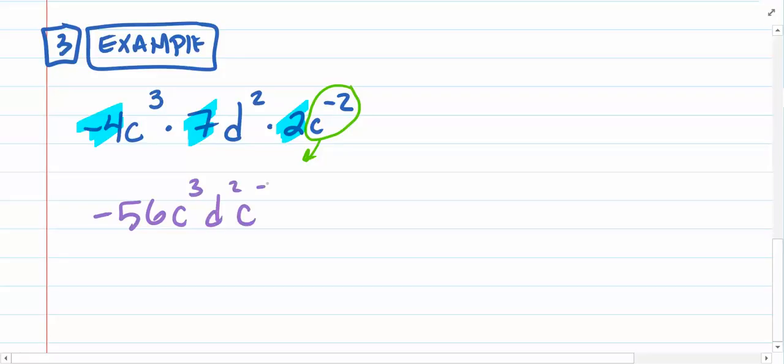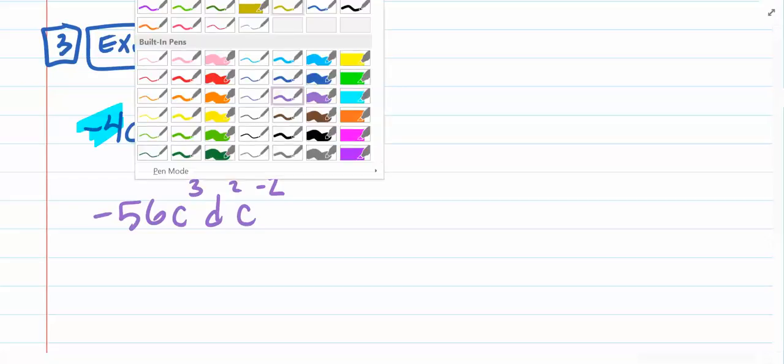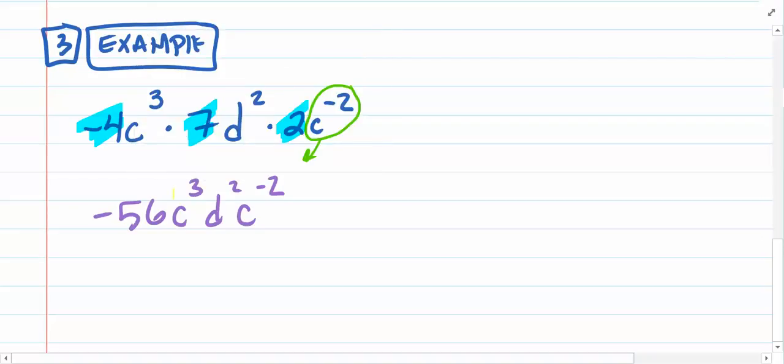Now we're taking a different approach to this, right? Which exponents have the same base? That's a better way of asking that question. C to the third, c to the -2. What do you do when you multiply those together? What do you do to the exponents? We add them, right? So we can visualize now. 3 plus -2 is 1, so -56 d squared. 3 plus the -2 is just 3 minus 2. That's just c. So there's our answer.